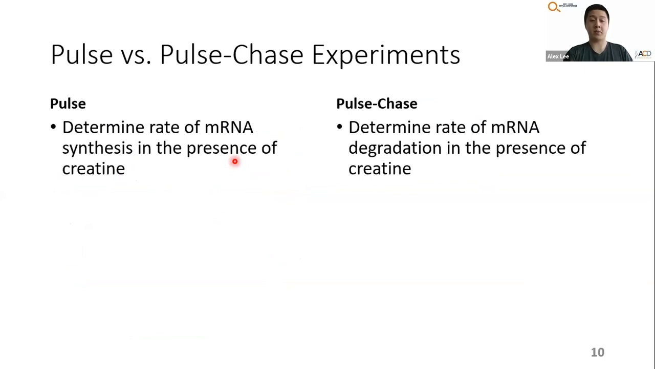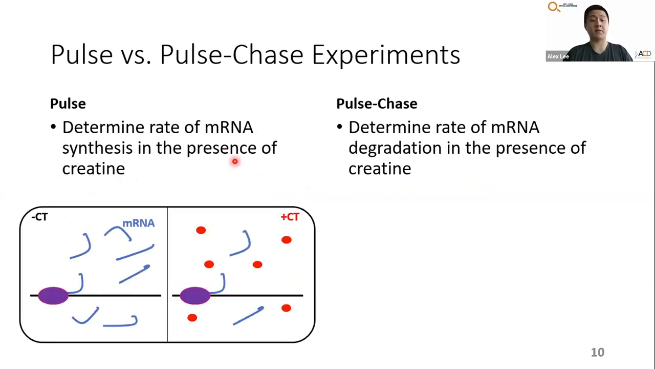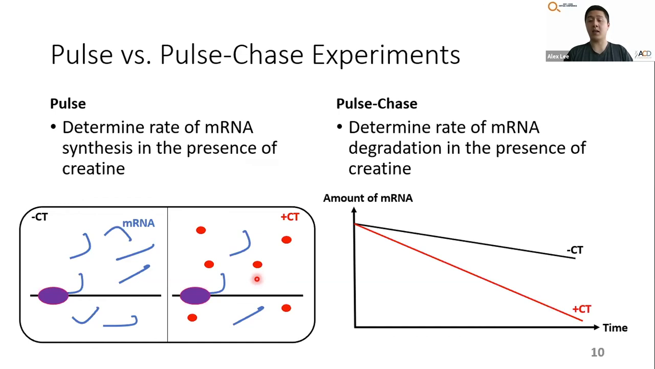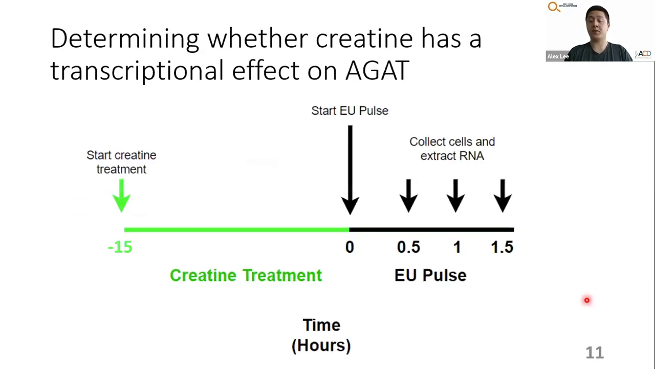So in the context of my project, in the pulse experiment, we have two conditions: a control condition without creatine and a condition with creatine, and we want to see if creatine affects the rate of AGAT mRNA synthesis. Whereas in the pulse-chase, we're looking to see how the presence of creatine affects the rate of AGAT mRNA degradation over time. The first thing to do is determine if creatine has a transcriptional effect on AGAT.